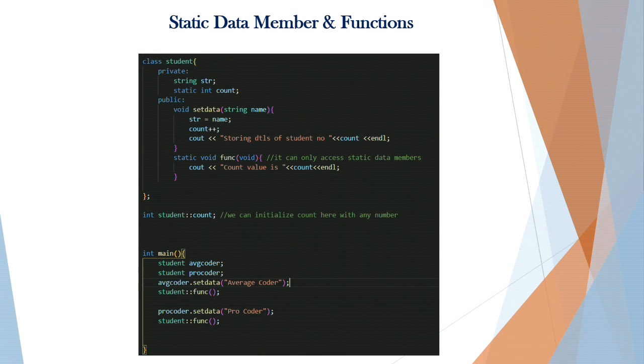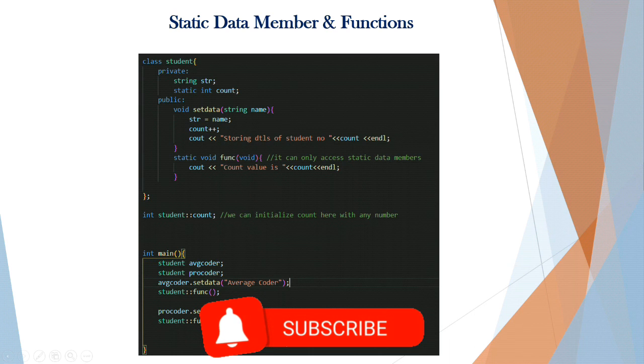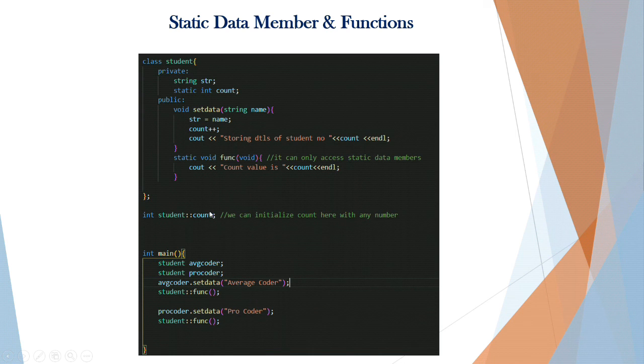The same thing happens here also. The difference is you have to initialize the static variable outside of your class also. Here you can see we initialize the static variable outside the class in this way, and you can initialize it with any number you want. Generally a static variable is initialized with 0 by default, but here it is written that we can initialize count with any number, for example 1.